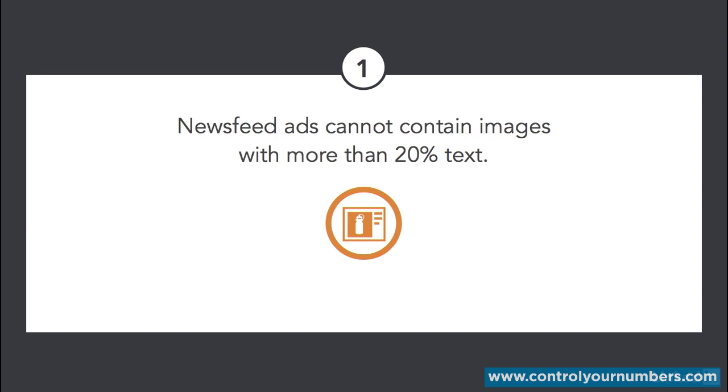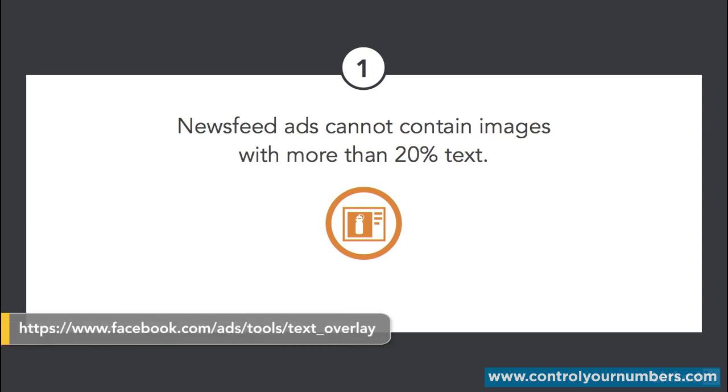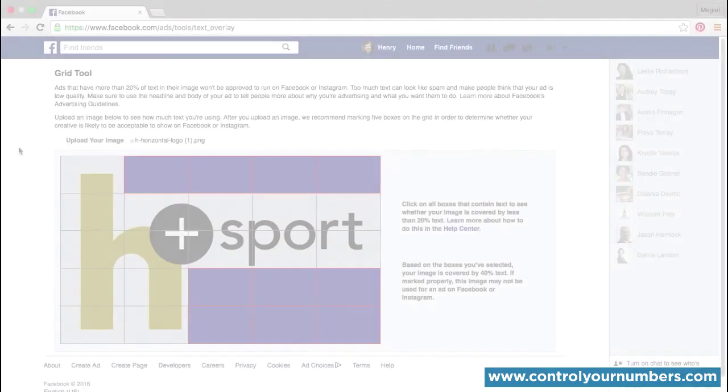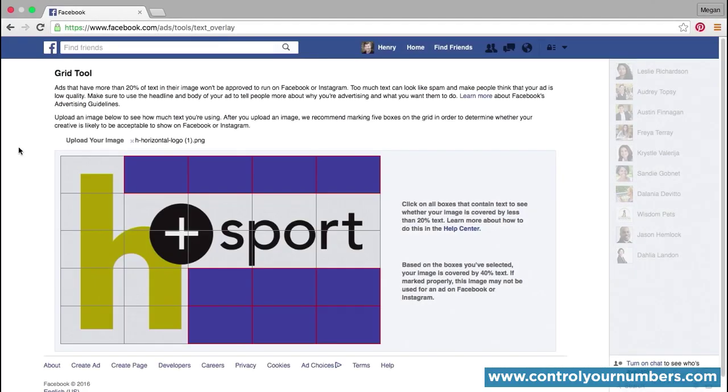Facebook does have a tool to help you determine if your text is acceptable, and you can find that tool in the link shown on the screen. But let's head over to the tool and take a look. Here in the grid tool, I've uploaded the H+ Sport logo, pretty certain that it would not fit the criteria. And sure enough, the text covers 40% of the image, so I would not be able to use the logo as an ad image. Next, let's talk about landing pages.